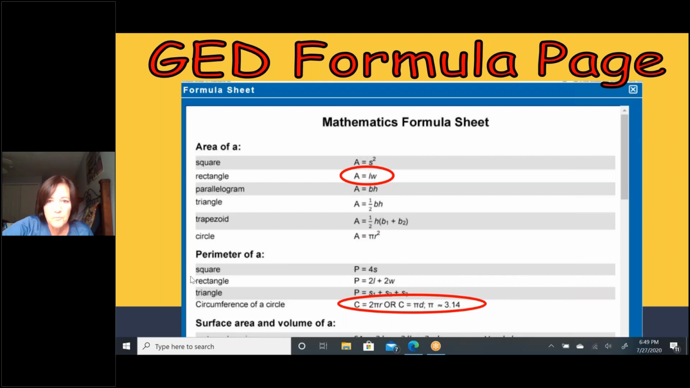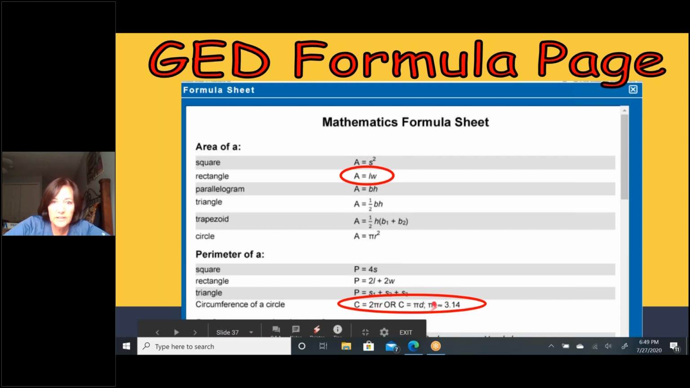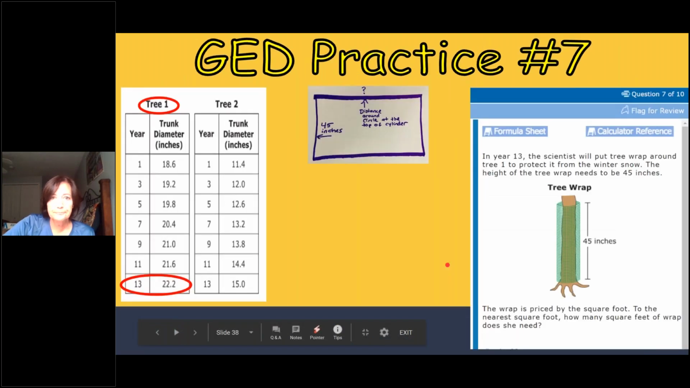For the circumference, the distance around a circle, sometimes you'll hear people say perimeter of a circle, but the proper term is circumference. There are two different formulas: C equals 2 pi r, or C equals pi d. We're going to use C equals pi d, because they've given us the diameter on the chart. And for pi, there are lots of lessons on pi too. They're telling us we can go ahead and use the approximate value of 3.14. So these are the formulas we'll need.